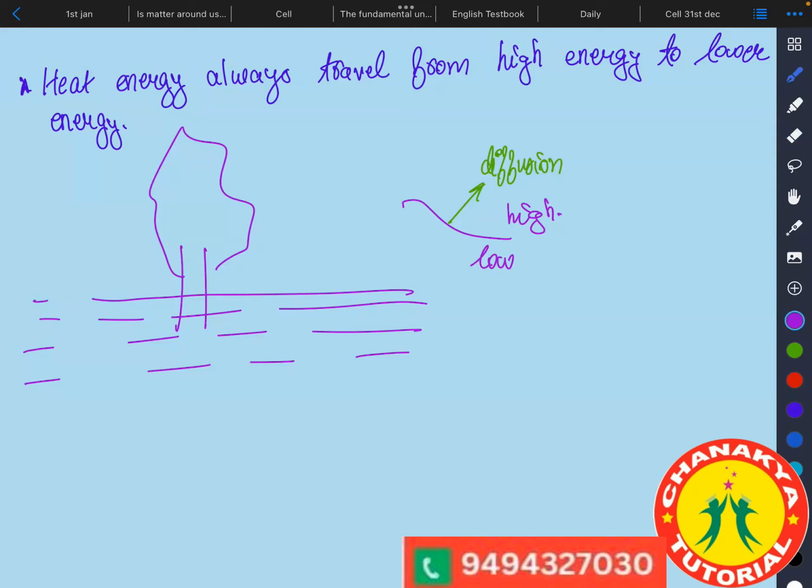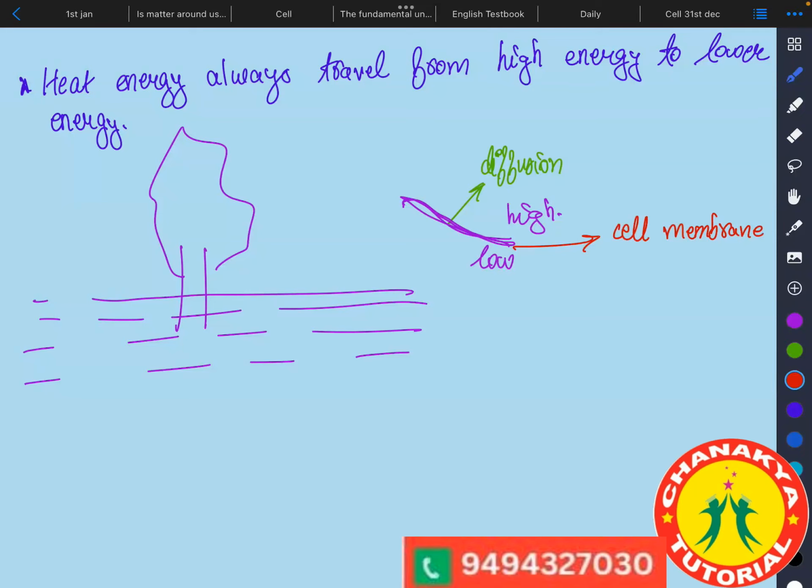In order for diffusion to happen, there must be some kind of membrane which allows this water to pass through. So this is the cell membrane. This is the cell membrane and cell wall both. This is the cell membrane.